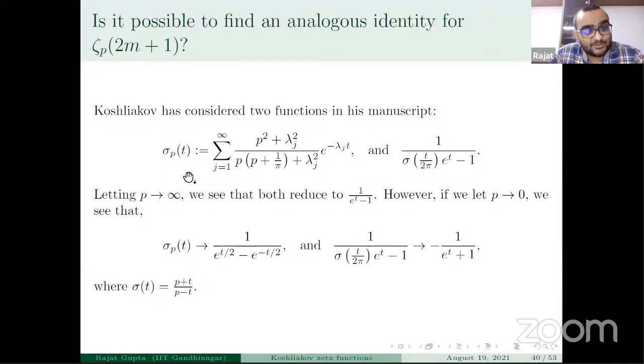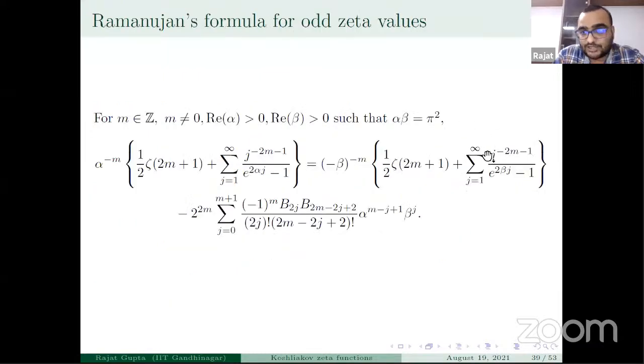So Koshliakov, in his manuscript, defined two functions, sigma_p(t) by this series, and this function, 1 upon sigma(t) upon 2 pi, e to the t minus 1. And if you take p tends to infinity, both reduce to 1 upon e to the t minus 1. As you can see, this 1 upon e to the t minus 1 actually appears here. That means if we have the analogous formula for the Koshliakov zeta function, if you take p tends to infinity, we will get this formula.